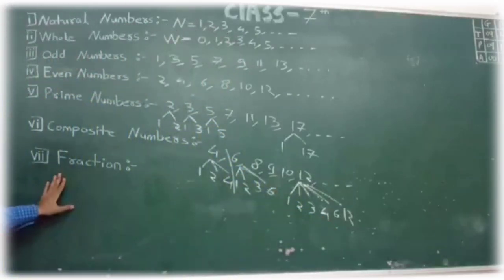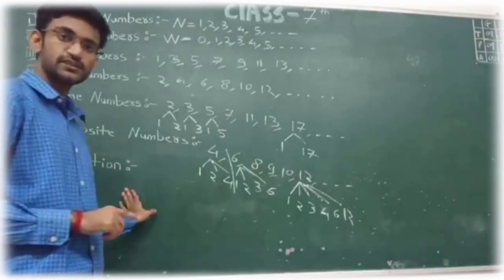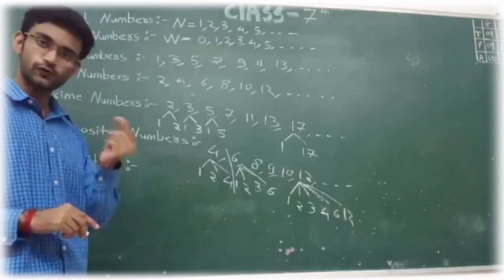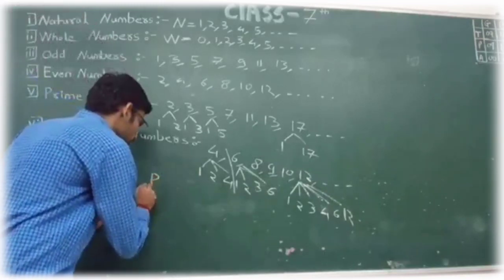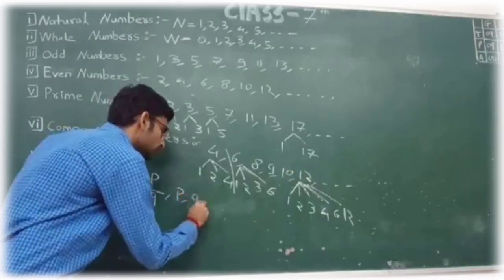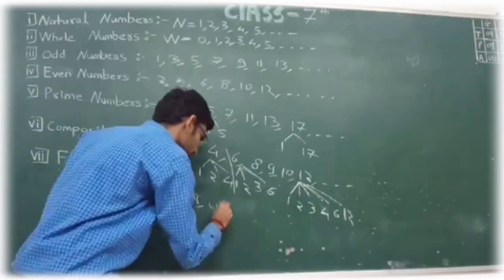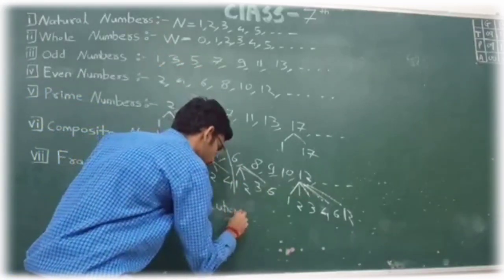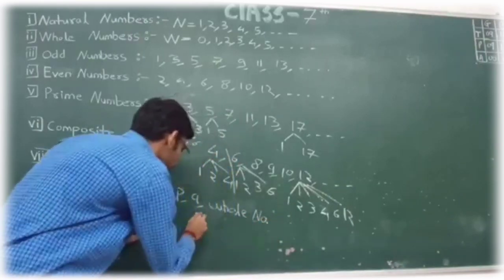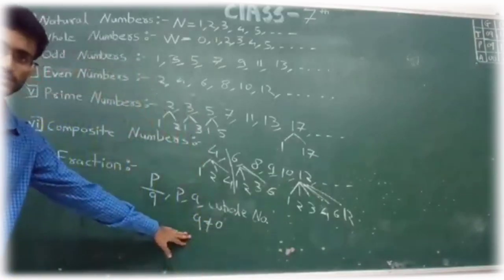The seventh number which we know is fraction. We have all learned about fractions in grade 6. Fraction means any number which can be expressed in the form of p by q, where p and q are whole numbers. Whole numbers means the numbers which start from 0. And q is not equal to 0. This is the definition of fraction.